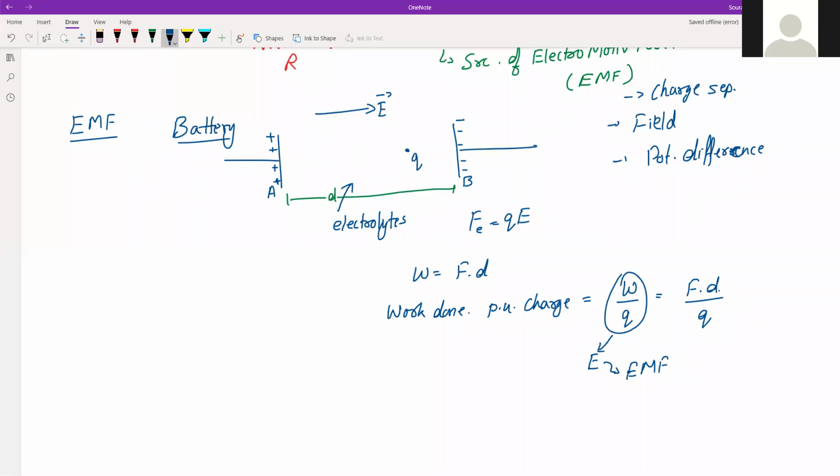So EMF. Here F represents force, but EMF is actually what? Work done per unit charge. That is nothing but potential. Why? Because that is work divided by charge, and we know that is potential. So EMF is actually what? This is actually potential. This is not force.